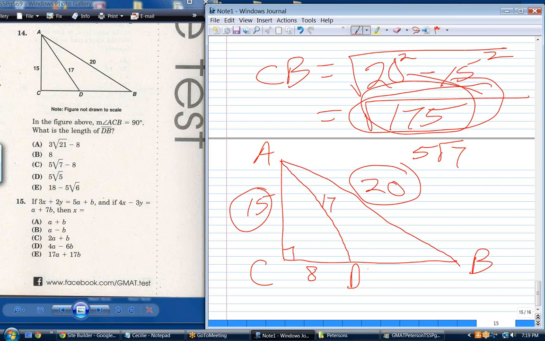So if the whole thing is 5 root 7, then this must be 5 root 7 minus 8 for DB.